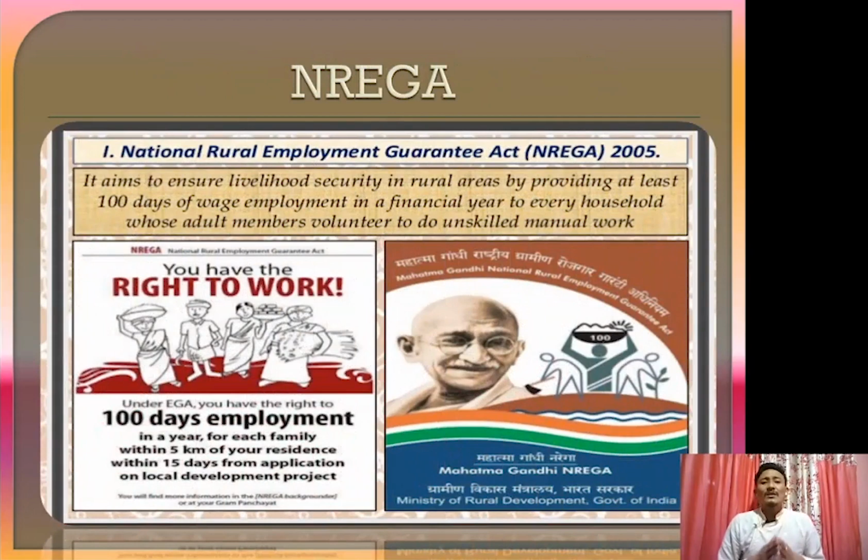After this, we will talk about the anti-poverty programs or measures taken by the government. Very first, we will discuss the National Rural Employment Guarantee Act of 2005. This was the particular scheme that the government came up with, and it ensures 100 days of wage employment in a financial year to every household whose adult members volunteer to do unskilled manual work.